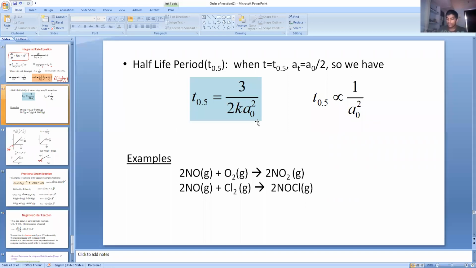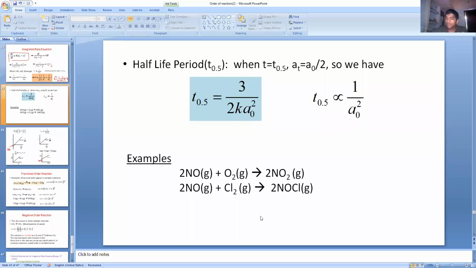In case of second order, it was inversely proportional to the first power of initial concentration. Here it is inversely proportional to the second power of initial concentration. So it will be squared. If the concentration is doubled, the half-life will change by a square factor. Every half-life period is the square of the previous half-life period. So it will be further delayed.